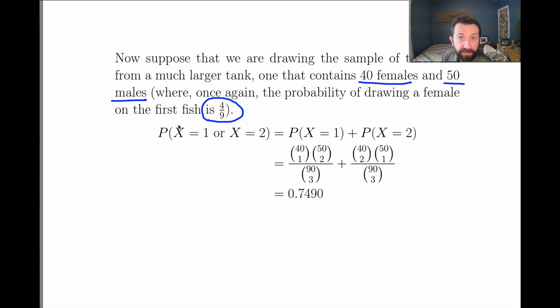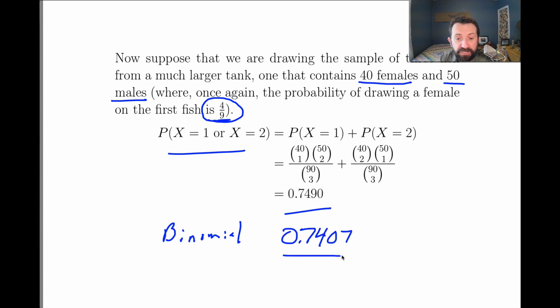That was a bit of a hand-wavy argument, but if we did this calculation again under this new setting, we would get a hypergeometric probability. The binomial wouldn't change, because with replacement that situation doesn't change. The binomial would have a probability of 4 out of 9 on any given trial, and the binomial probability would be the same as the one we did last time, about 0.7407, which is pretty close to the probability we got using the hypergeometric distribution.